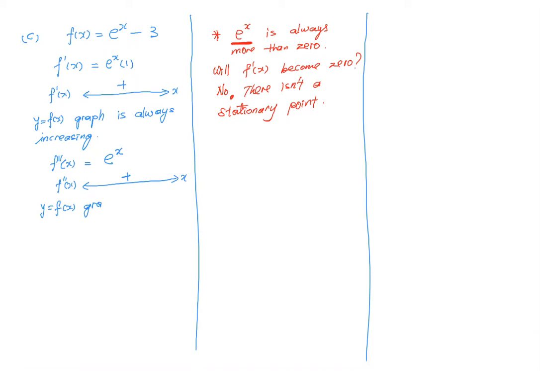Are you sure? The y equal to f(x) graph is always convex or concave? Oh, concave. Is it not concave? Concave upward or downward? I don't remember. Upwards. Yes, so it's always convex.